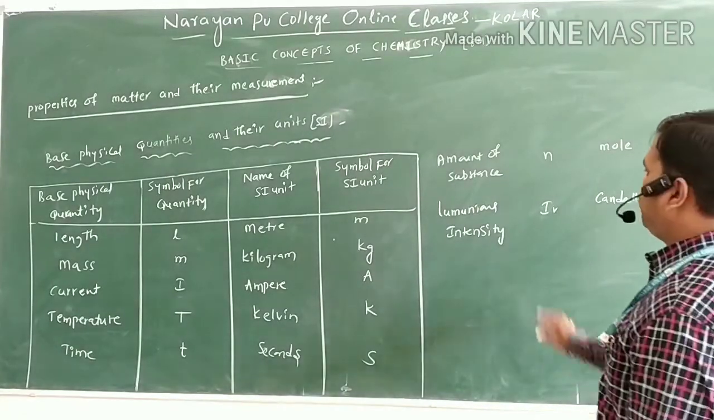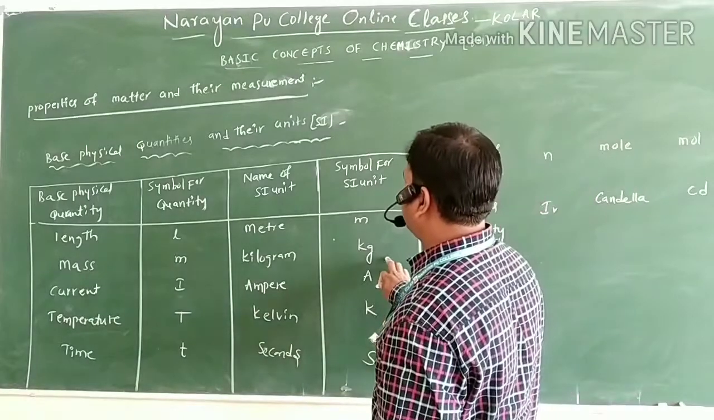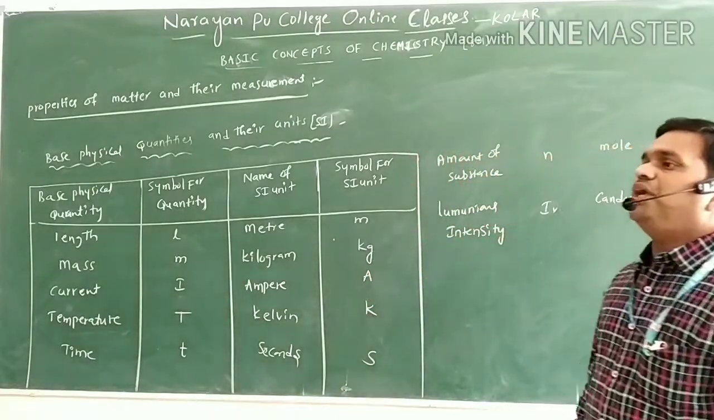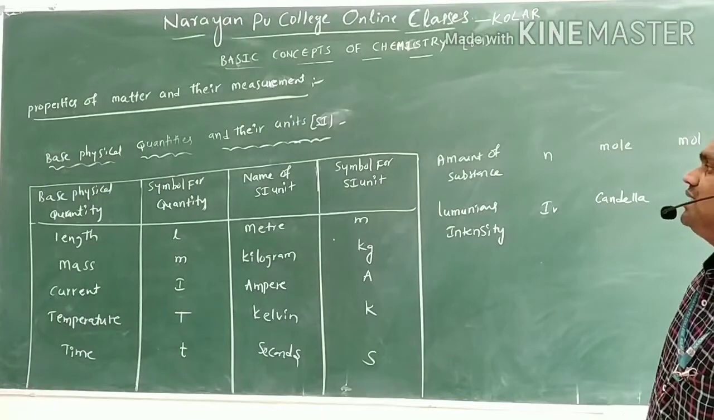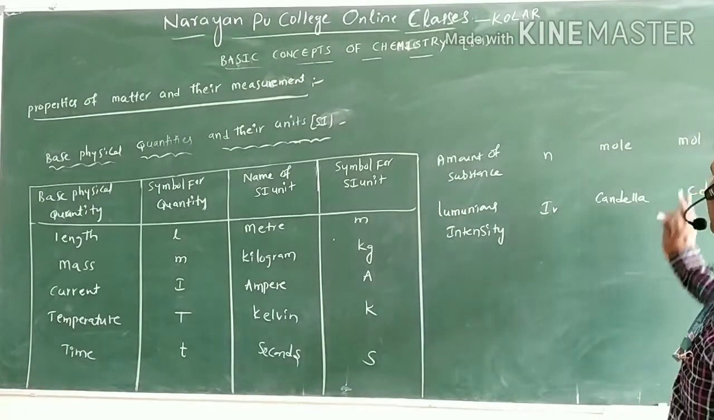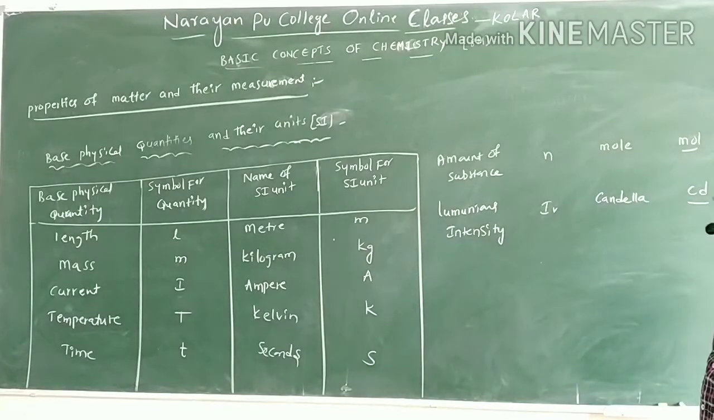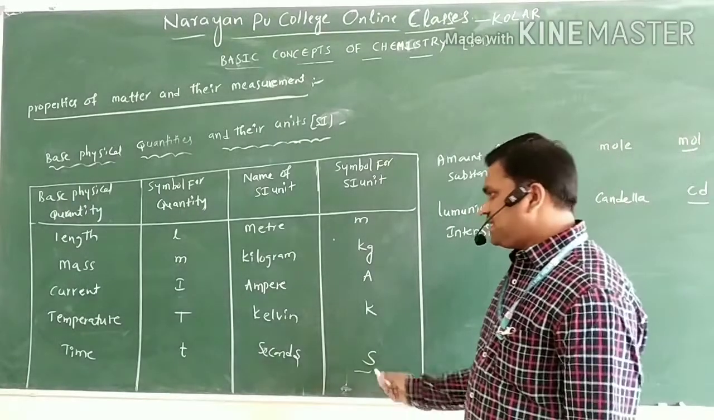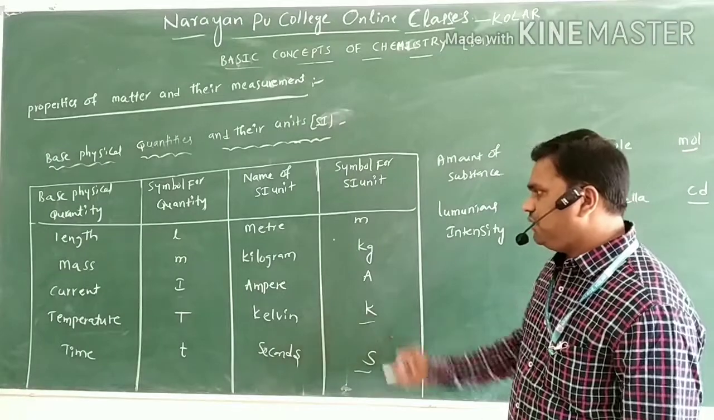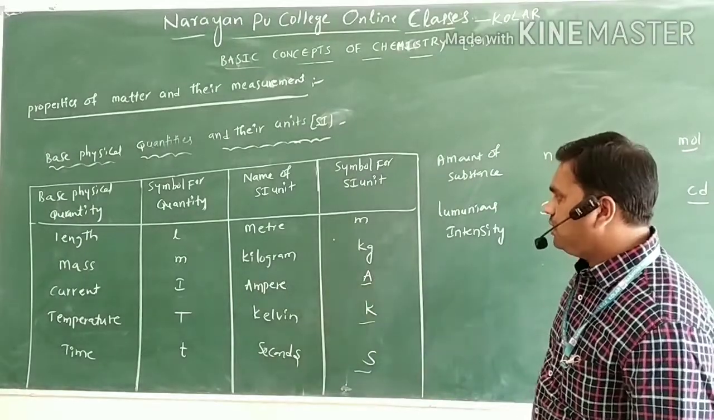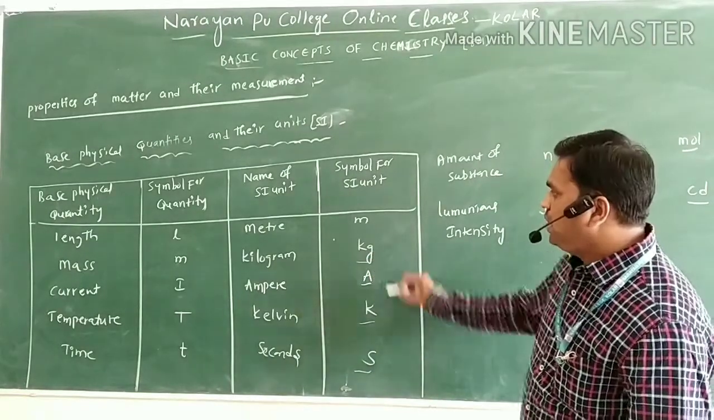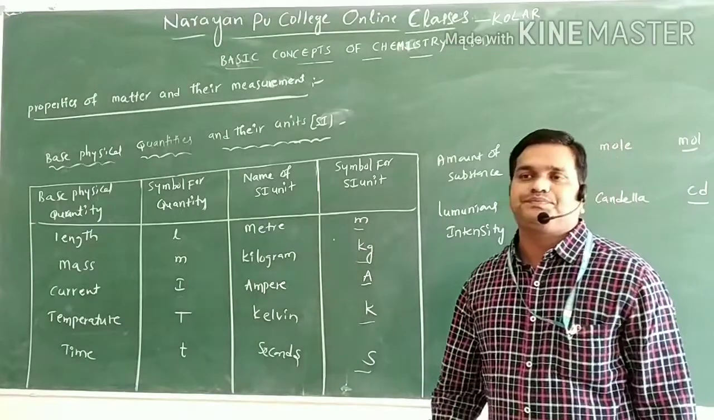and their units here. 1, 2, 3, 4, 5, 6, 7. These are the main basic physical quantities and their units only. Mainly we can concentrate on the amount of the substance, luminous intensity we have candela, time we have seconds, temperature we have Kelvin, current we have ampere, mass we have kilogram, length we have meter.